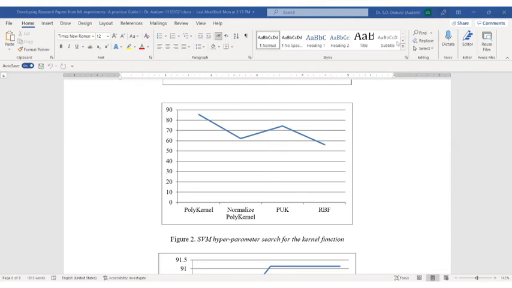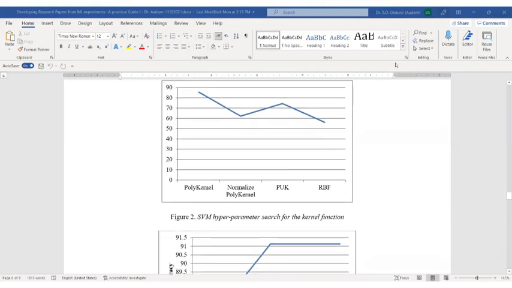So you can see here, this is the hyperparameter search value for kernel function. There are four values for this parameter. We have the polynomial kernel, we have normalized polynomial kernel, we have the PUK, and then we have the RBF. So in the experiment, you can see this is the accuracy of the results in percentage. So this one gives us this.